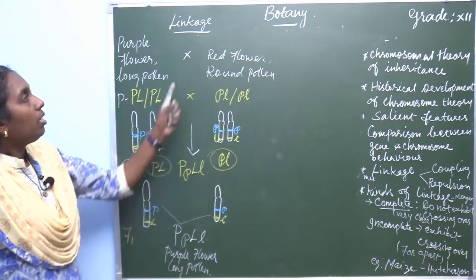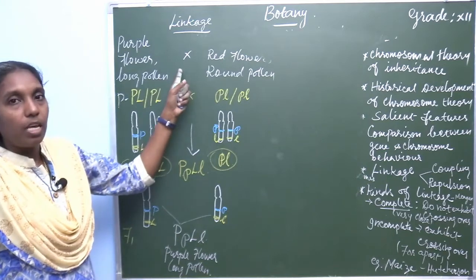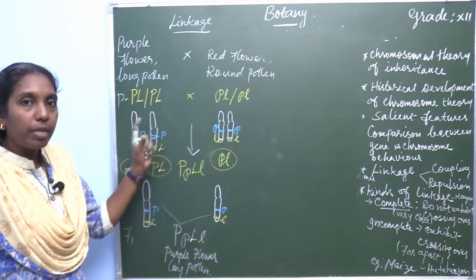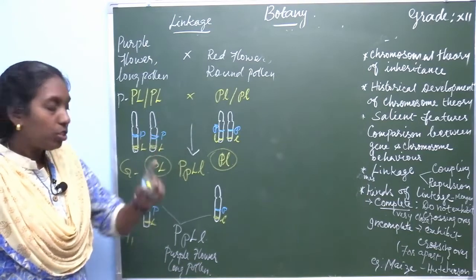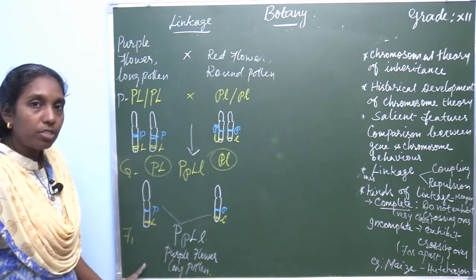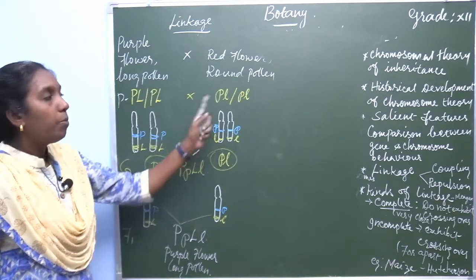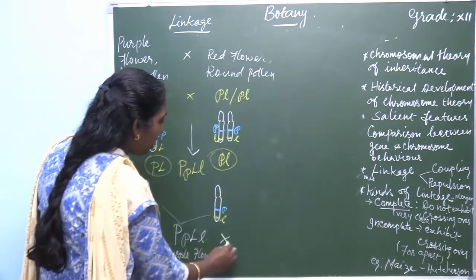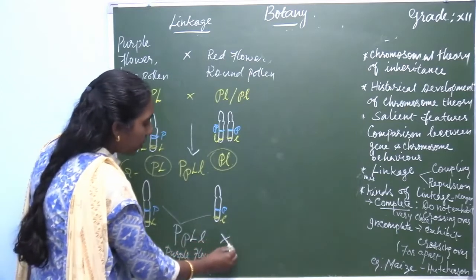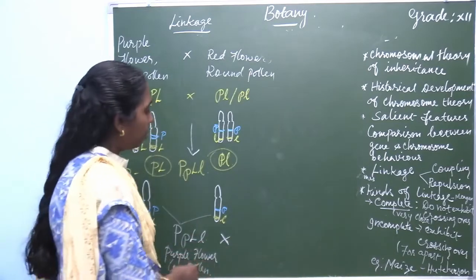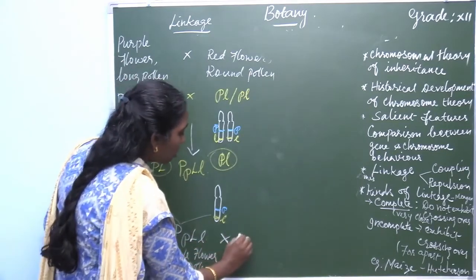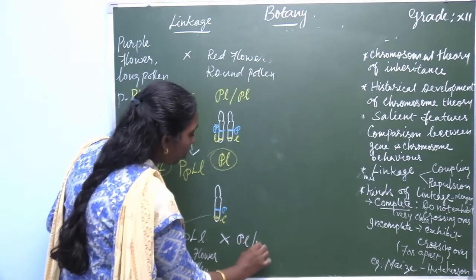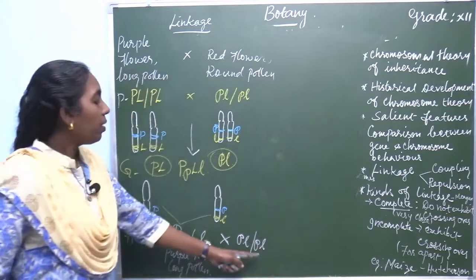Now, in the linked genes, according to the normal Mendelian hybrid or Mendelian factors, the F1 generation produces the hybrid. But in the F2 generation, when you make a cross between this hybrid with a pure recessive, that is small p, small l, small p, small l.